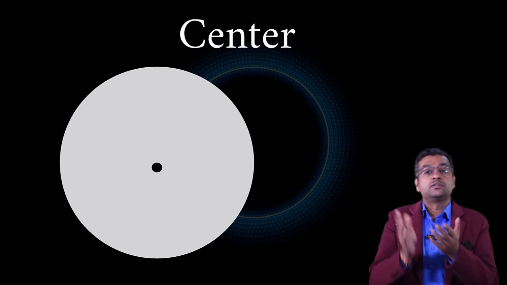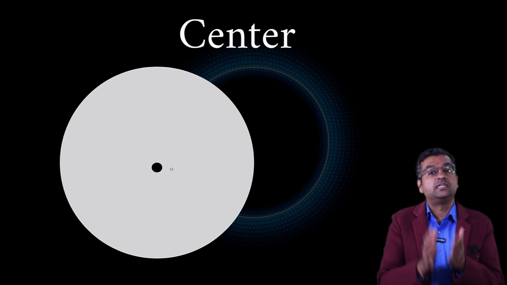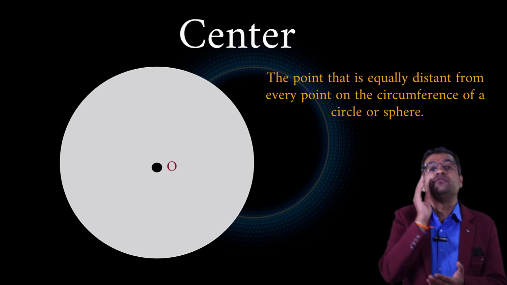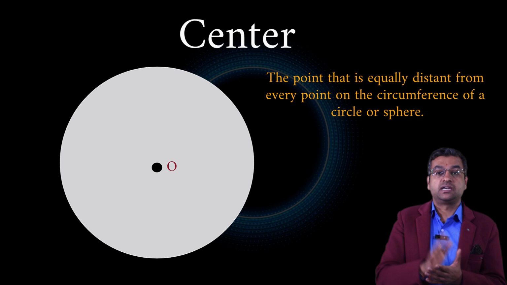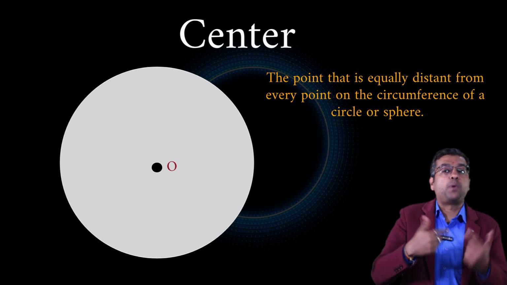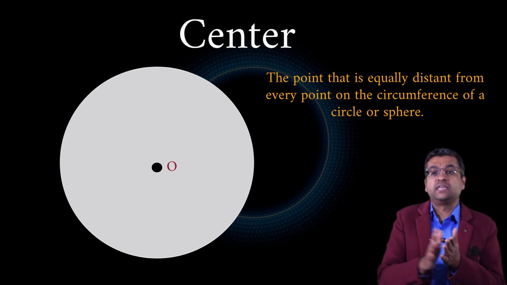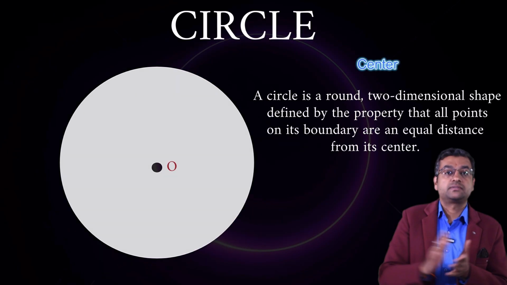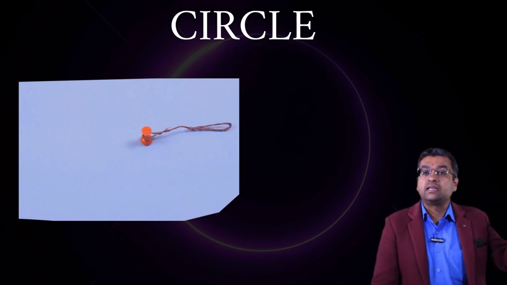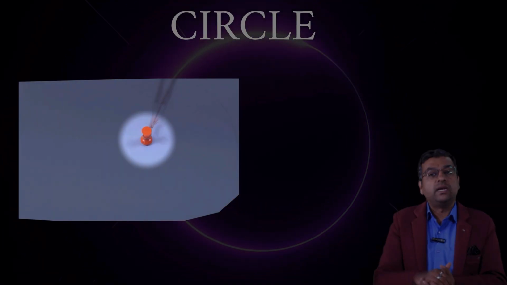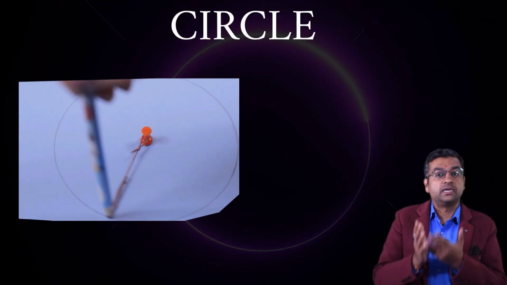The center, so it is represented by the letter O. So what is center? It is a fixed point inside the circle from which every point on the circumference is equidistant, or you can say it's constant distance. So let's take an example. Think of it like the nail in the middle when you draw a circle using a compass.